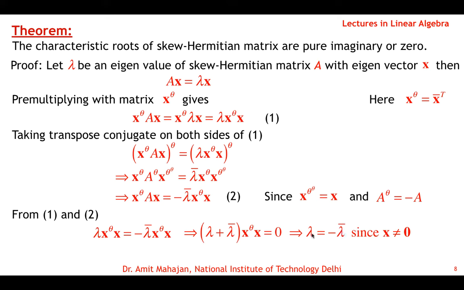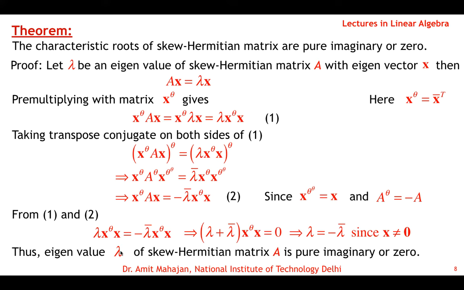You see, if you put lambda as a plus ib, then this lambda conjugate will be a minus ib. So if you solve this equation, you will find that a is 0. That means lambda is iota b, so it is pure imaginary, or it will be 0 if b is 0. So it immediately tells us that the eigenvalue lambda of a Skew-Hermitian matrix A is pure imaginary or 0.